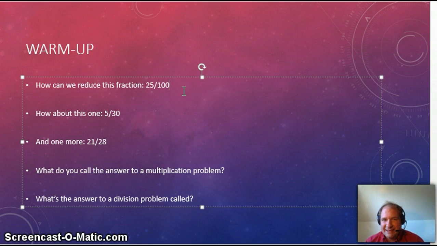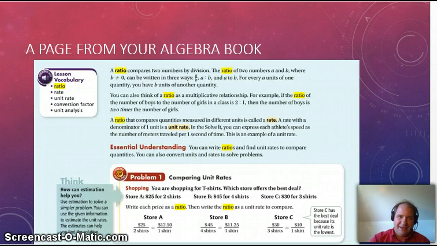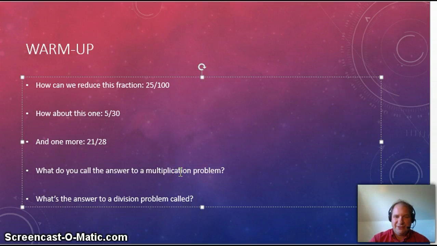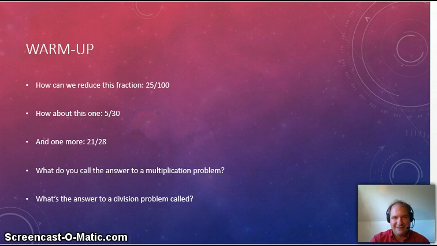So if you haven't had a chance to look at that factor table yet, it's right up there, right below the announcements. Please do. That'll make this much easier. 21 over 28, we can break that down to 3 over 4. Remember, this is the answer to a multiplication problem. That is a product. This is a quotient.